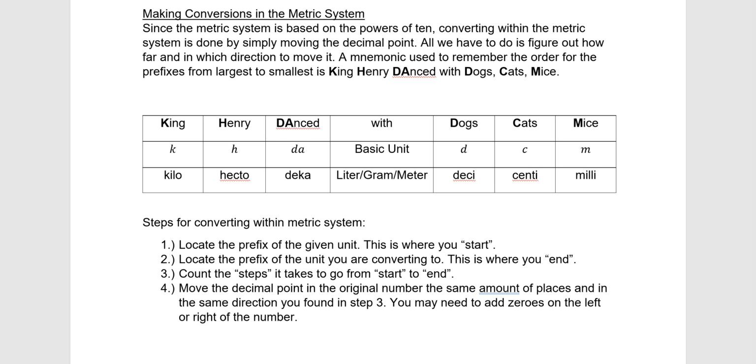In order to remember the order that we had for these prefixes, we can use this mnemonic if we want. The mnemonic from largest to smallest prefix is King Henry danced with dogs, cats, mice, where you can see the bold letters in the front represent the prefixes. K for king, H for Henry, DA in danced, D in dogs, C in cats, M in mice represents kilo, hecto, deca, deci, centi, and milli.